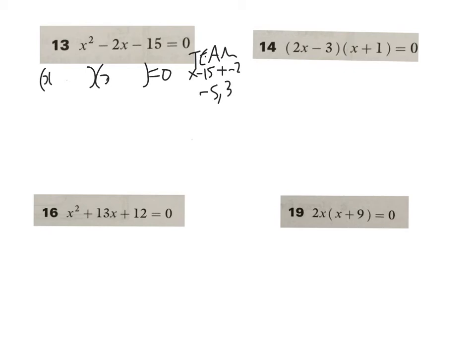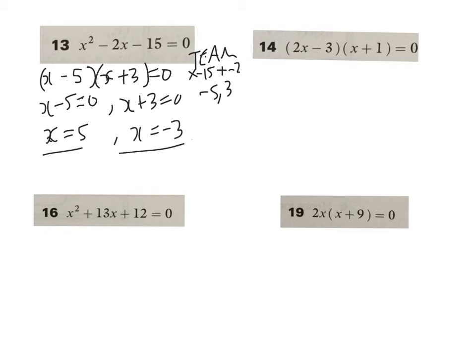So in the brackets we have x and x, because they give x squared when you multiply them, and minus 5 and plus 3. So either x minus 5 equals 0, or x plus 3 equals 0. Add 5 to both sides in the first equation, you get x equals 5. Take away 3 in the second equation to get x equals minus 3.